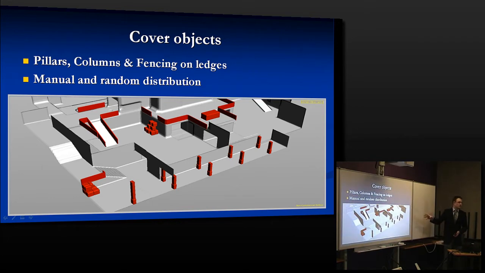Once we have all the traversable geometry, we want to add some more diversity. We want to add some cover objects. We want to add some pillars, for example. We can place columns or pillars, and we can also place fences on the ledges. This can be done manually, and you can also do it randomly if you want. The system can then distribute it on its own.